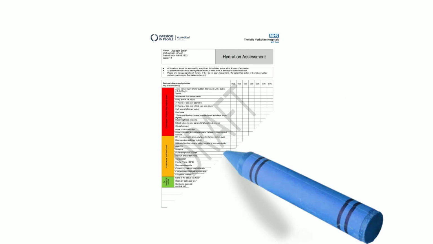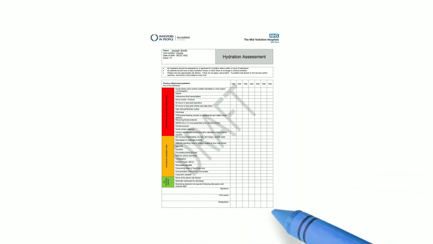The hydration assessment requires a registrant to identify the appropriate risk factors that determine whether a patient should have a fluid balance, hydration chart, or no monitoring. From ticking the boxes as seen on the screen, you will be able to work across the assessment, confirming the next most appropriate assessment chart for the patient.